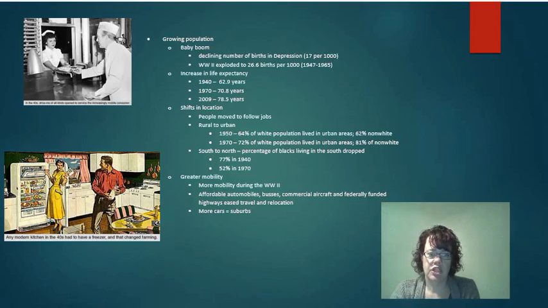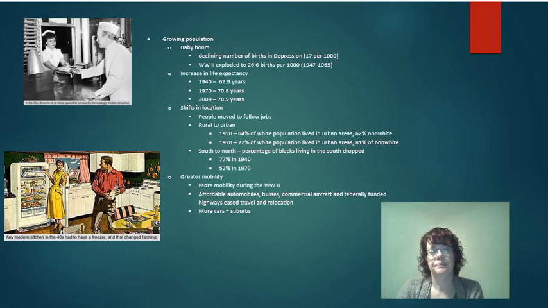The growing population, the baby boom. With the declining number of births in the Depression, there were 17 per thousand. World War II exploded that to 26.6 births per thousand from 1947 to 1965. There's also an increase in life expectancy. In 1940, it was 62.9 years. In 1970, it was 70.8 years. And in 2009, it's risen again to 78.5 years. So you can see that's a huge jump in how long people are expected to live.